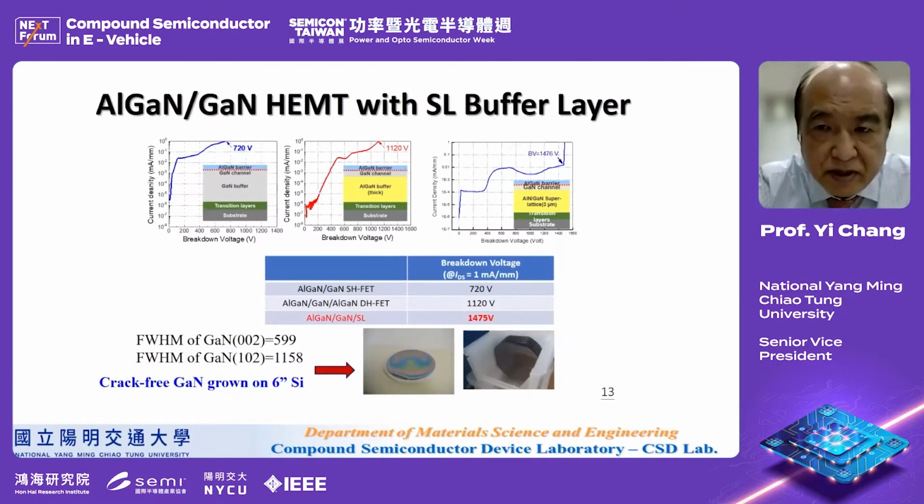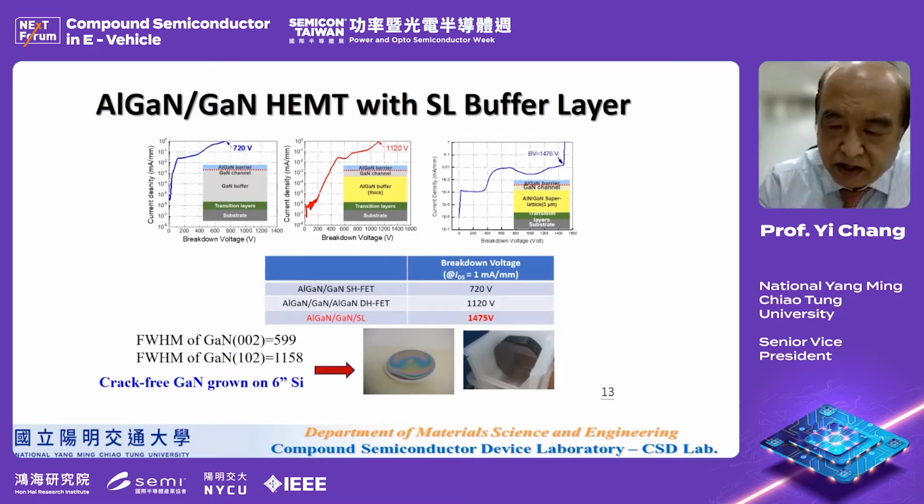And this is a typical breakdown voltage. Usually you can use an aluminum gallium nitride superlattice, which will increase your breakdown voltage to higher than 1000 volts. And because of the control of the stress, you can get 6-inch crack-free gallium nitride devices.